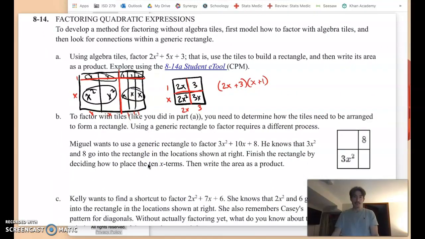Okay? To factor with, and I'm looking at B now, to factor with the tiles like we did in part A, you need to determine how many tiles need to be arranged to form a rectangle. Using a generic rectangle to factor requires a different process. Miguel wants to use a generic rectangle to factor 3x squared, 10x, and 8. He knows that 3x squared and 8 go into the rectangle in the locations that we have shown here. Finish the rectangle by deciding how to place the 10x terms.